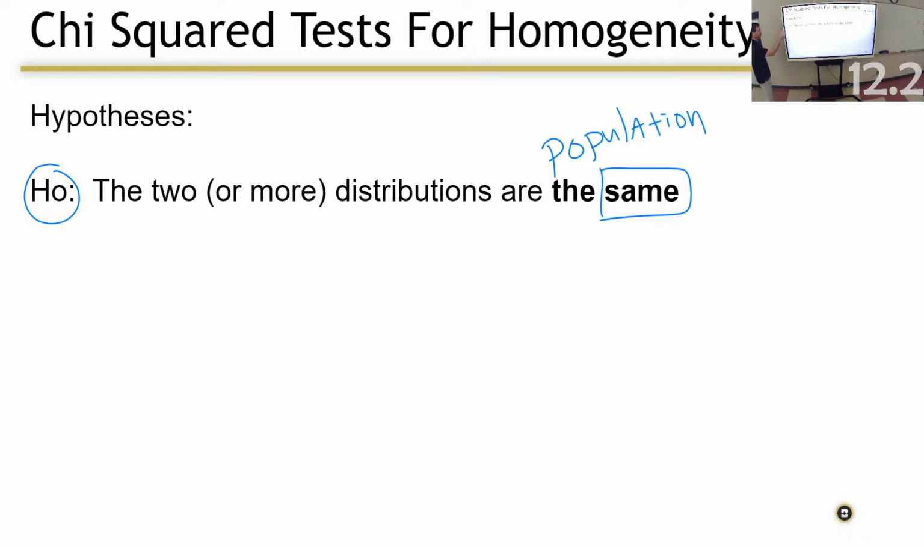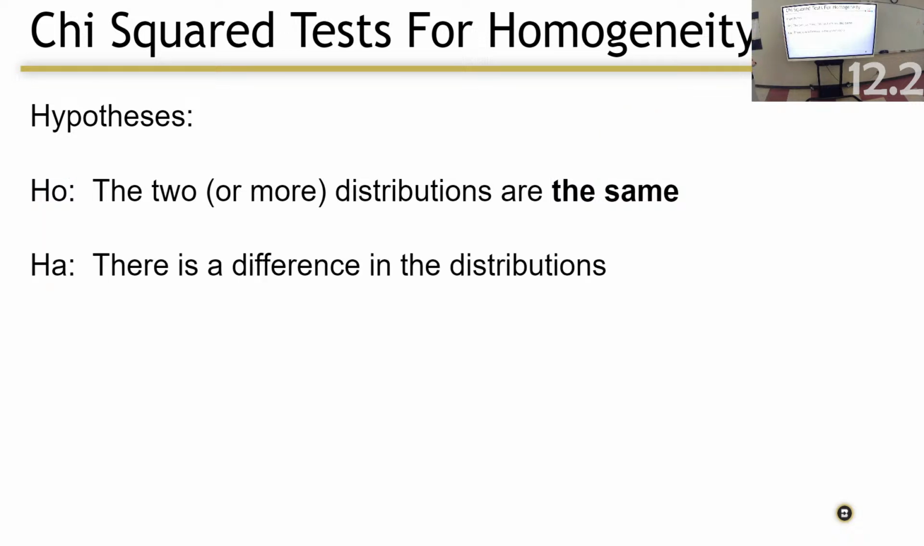Okay, so make sure. And then the Ha is they're not the same. They're different. They're not equal, however you want to say that. We always assume that they're the same, and then the Ha says there is a difference, or they're not equal, or they're not the same. So Ho is they're equal, they're the same, there's no difference, and then Ha is the opposite.